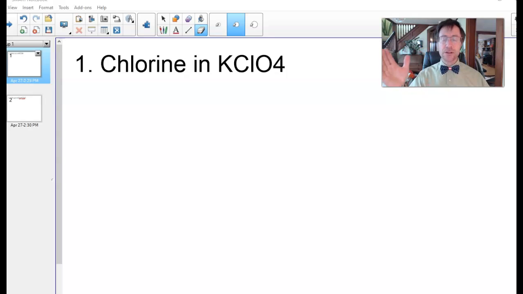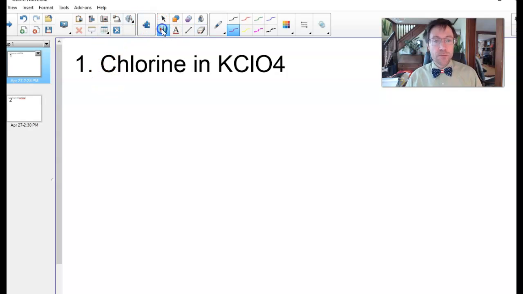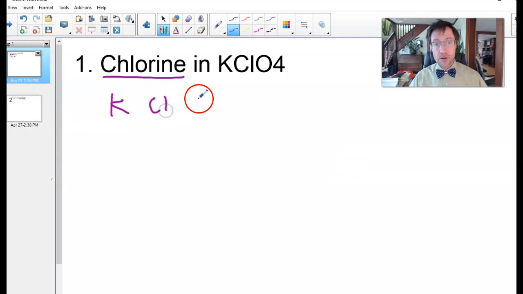Let's dig into it. So look, here's number 1. We need to find the oxidation number for chlorine in this compound, KClO4. Here's how we're going to do it. First thing I'm going to do is write K, Cl, and O4, right? And then I'm going to draw a line.